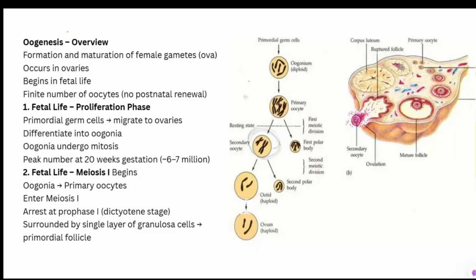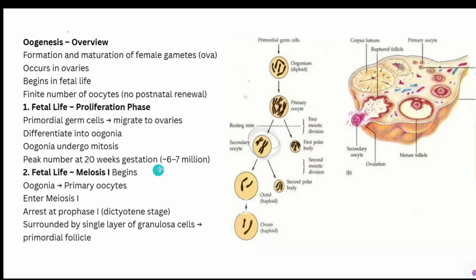So what happens in the fetal life? There is a proliferation phase. There are initially primordial germ cells. These primordial germ cells will migrate to the ovaries and they will differentiate into the oogonia. These oogonia will undergo the process of mitosis. The peak number of the oogonia is at 20 weeks of gestation, which is around 6 to 7 million.